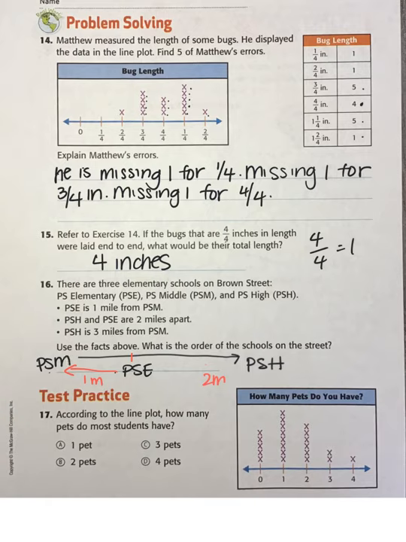Okay, so now I have 3 miles because I have 1 mile here and 2 miles here between PSM, which is the middle school, and the high school. And then I have 1 mile between the middle school and the elementary school. And then I have the elementary school 2 miles away from the high school.